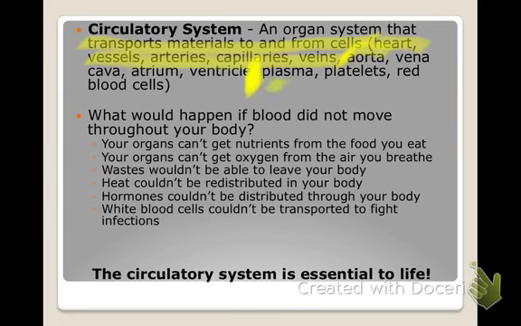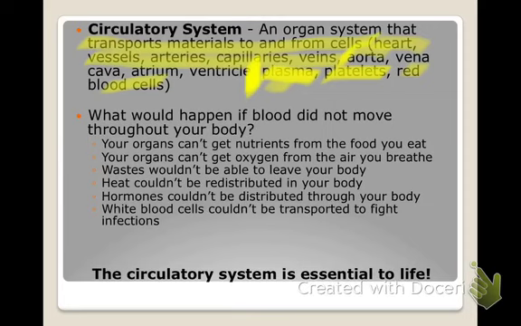And then the rest of the stuff that makes up our circulatory system is plasma, that's the clear stuff you find in your blood, platelets, that's the sticky stuff, red blood cells, and of course we have white blood cells too, which are part of the immune system. We'll talk about that in a minute.